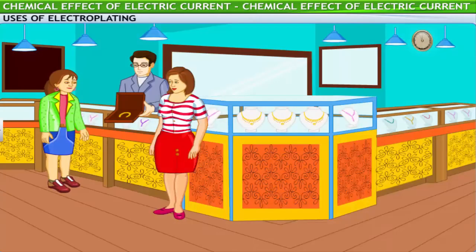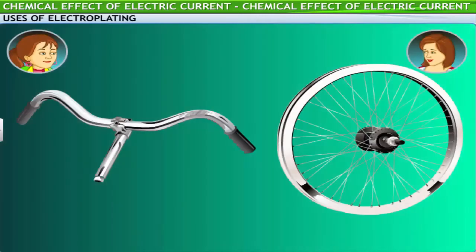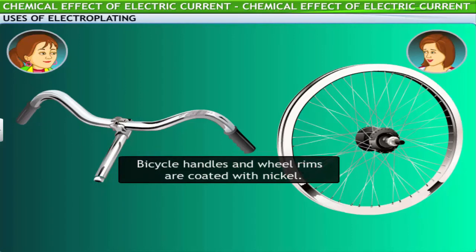Can you think of other items around you that have a coating of some other metal? I guess my bicycle handle. I scratched it last week and I could see the shine had disappeared from that portion. That's right. Your bicycle handle and wheel rims are coated with nickel to give a shiny look.